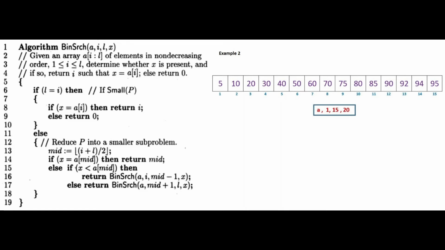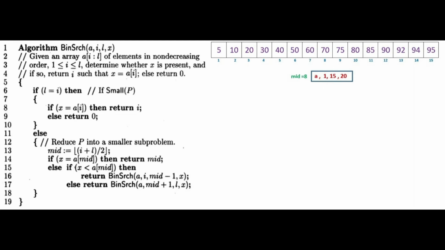First we check if L is equal to I. L not equal to I, 1 not equal to 15. So we go to the last block, the else block. Reduce P into a smaller subproblem. Mid is equal to I plus L by 2. Mid is equal to 16 by 2, which is 8.